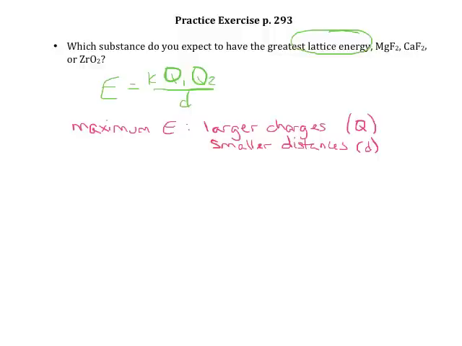So if I look at the compounds that I'm dealing with, I've got magnesium and fluorine, and we should know that the charge on magnesium is 2 positive. Charge on fluorine is -1. With calcium, again, we've got a 2 positive, and fluorine, so -1. And then this next one is zirconium and oxygen. We know that the charge on oxygen is 2 negative, so if I've got 2 of these, that means the charge on the zirconium must be 4 positive. So I can see that my largest is going to be the ZrO2 because it's got such big charges.